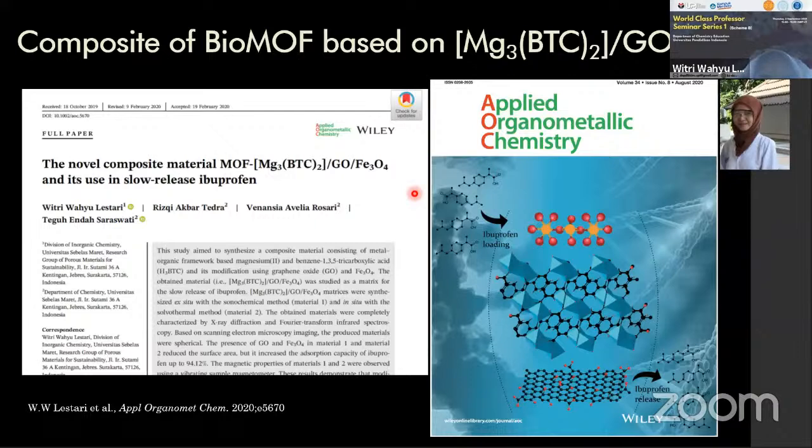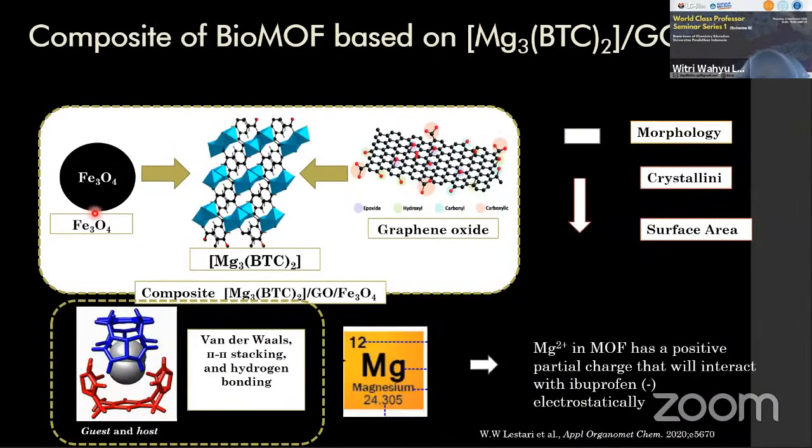Why did we choose graphene or iron nanoparticle here? Because the magnesium BTC itself is sensitive to water and also to moisture, and we can see this through this XRD study. After we expose it to the air, the XRD pattern changes. That's why we try to combine with graphene oxide to make it more stable, and we choose to combine with iron nanoparticle for targeting.